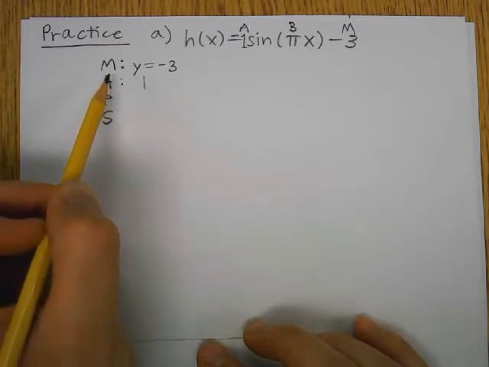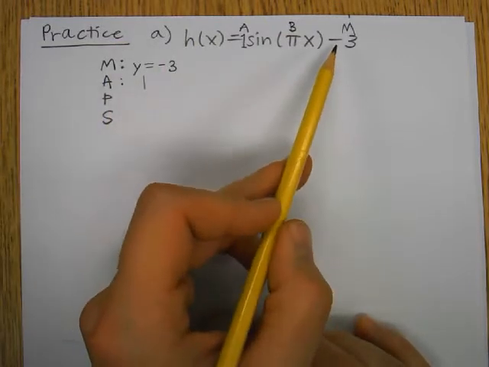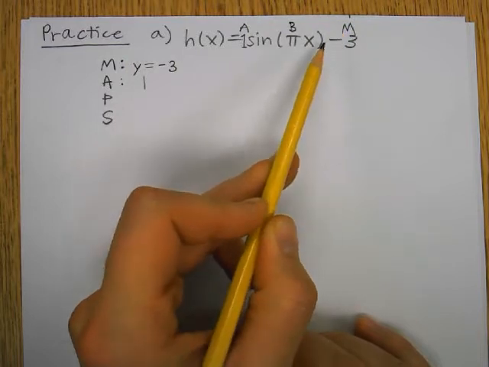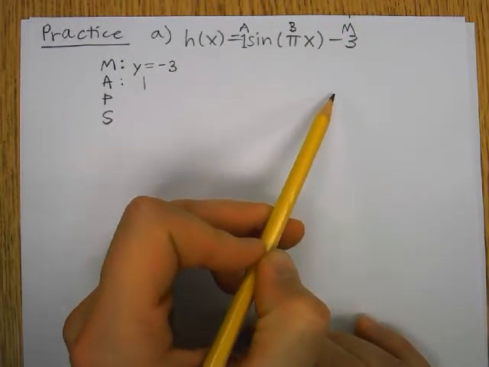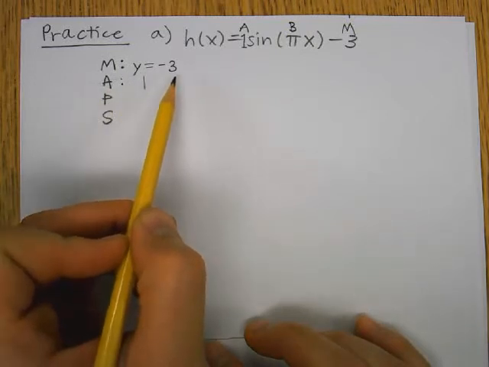My midline I already identified as y equals negative 3 because the m term, which is the same as what the k term used to be, is going to cause a shift of the parent function down 3 units, which is going to cause the new midline to be y equals negative 3.